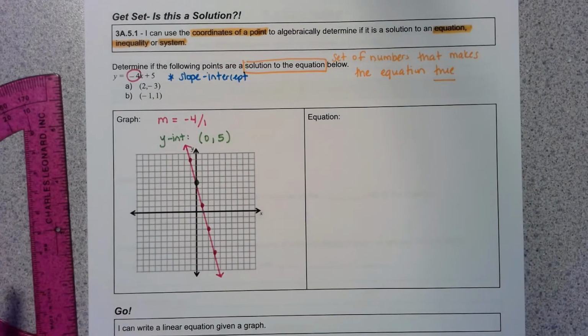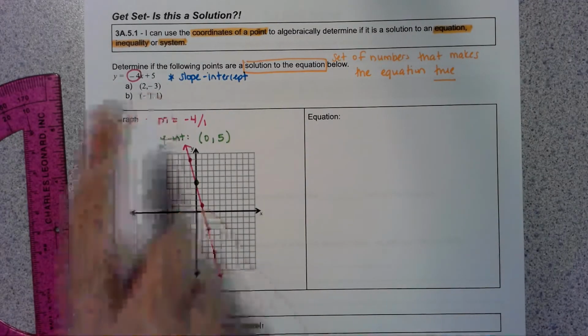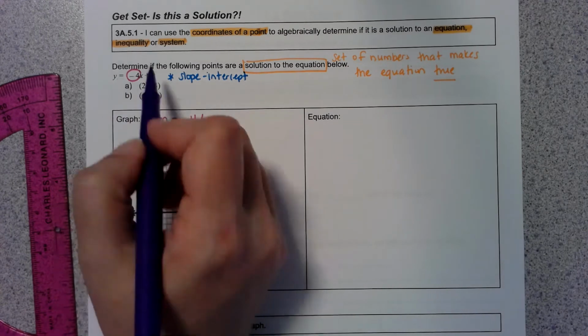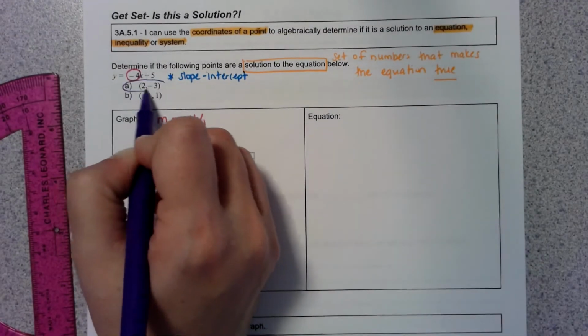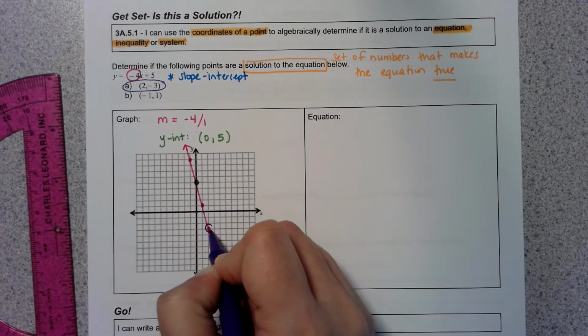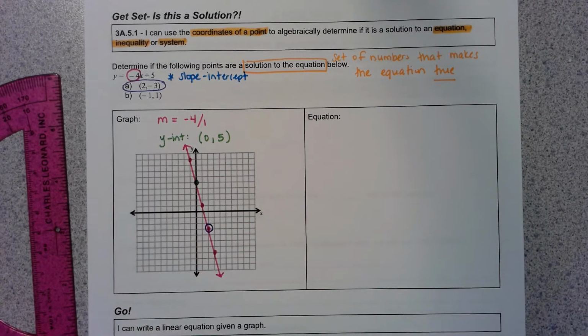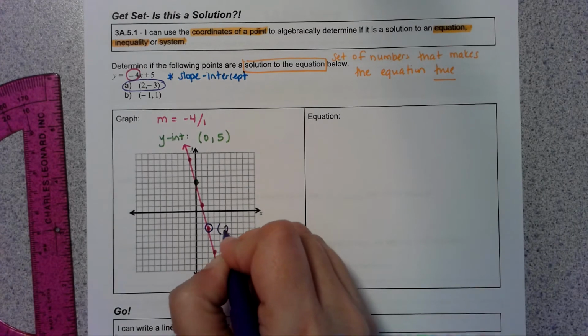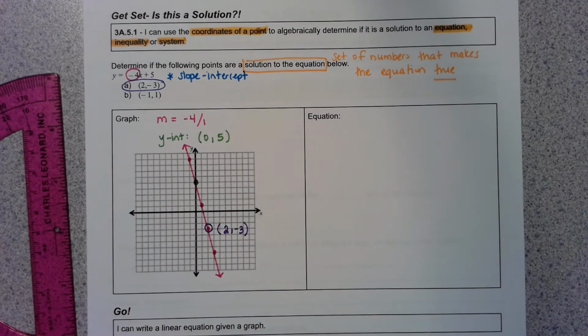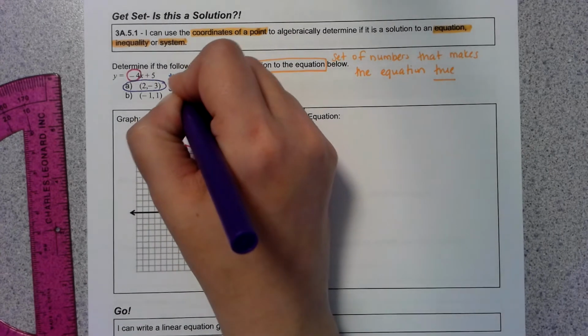Now, if I wanted to check whether the point 2, -3 was or was not a solution, I would take the ordered pair 2, -3 and find it on the graph. So 2, -3 is right here. Since that is one of the points that I graphed when I made the graph of my line, the point 2, -3 would be a solution.